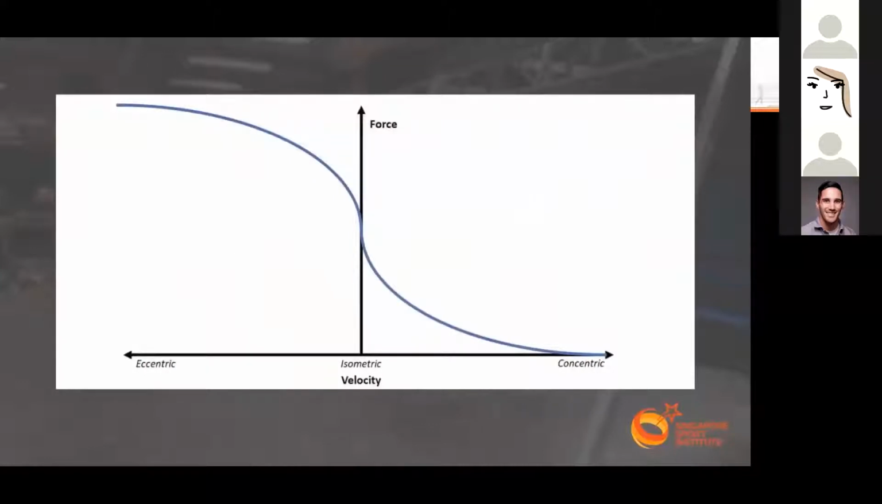This graph shows the force and velocity relationship during muscle contraction. The vertical axis is represented by the force, and the horizontal axis shows the velocity component. Let's have a look at this graph in two separate portions, the concentric and eccentric portions. The right half of the graph shows the concentric muscle action.